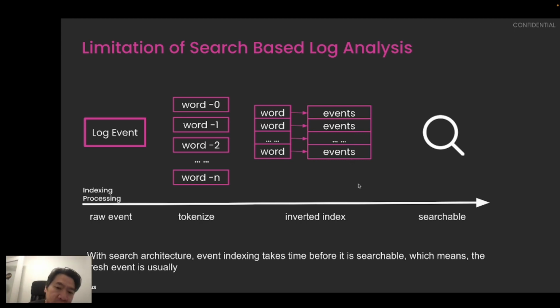The limitation of this search-based architecture is that you need to save the event into an index, and building the index actually takes time. Before making an event searchable, you need to build the index. So that means when you get a new event, it's not immediately searchable. It has to wait for the event to be tokenized, wait for the index to be built, and then it is searchable. So that means it's not actually real time.